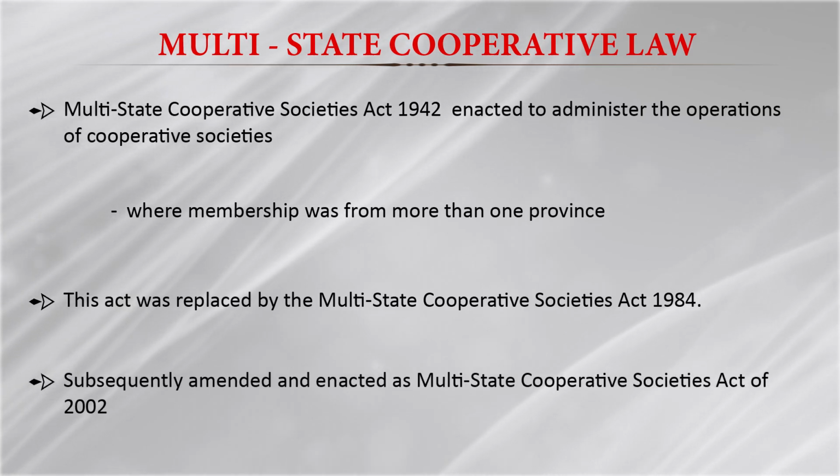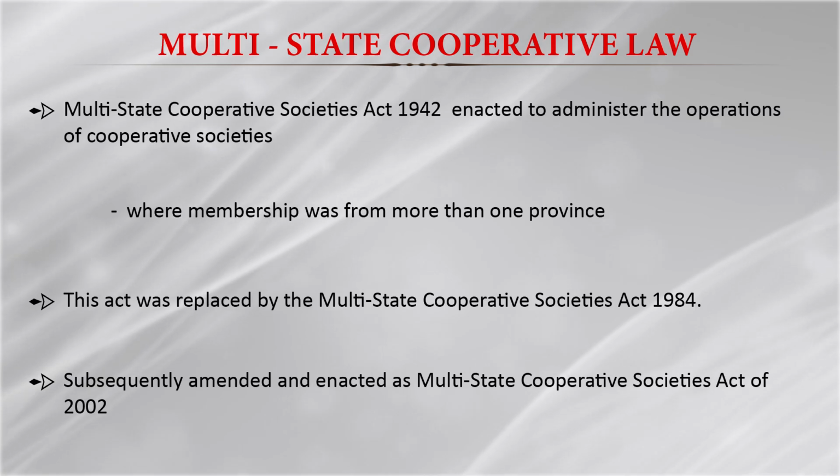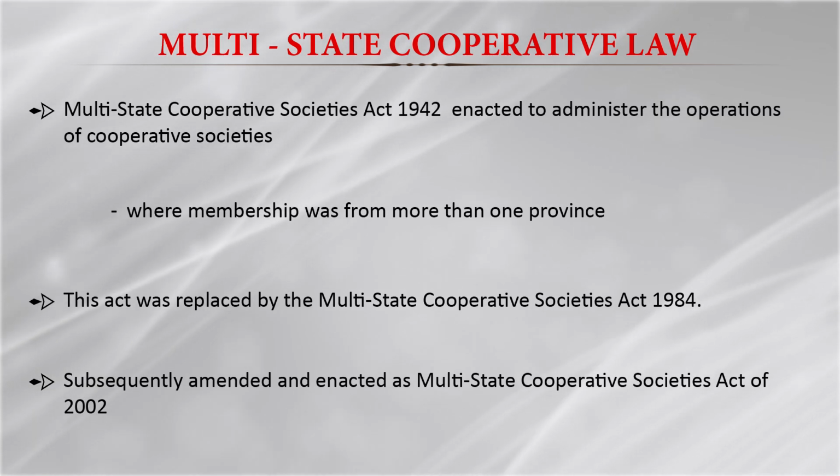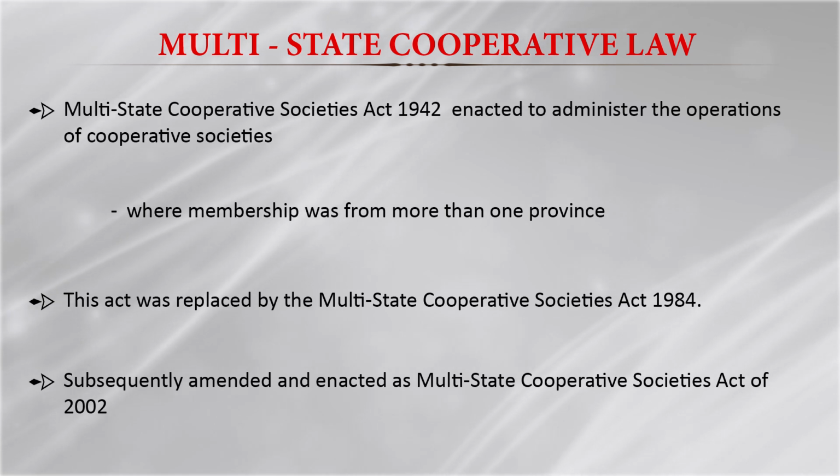And this 1984 Act was again replaced with the Multi-State Cooperative Society Act of 2002. This 2002 Act basically provided greater autonomy to the cooperatives in their decision making process. They were provided full autonomy because there were a lot of challenges from globalization and liberalization. If there was some involvement from the government sector, they were not able to take decisions very frequently, or in a full and open way.